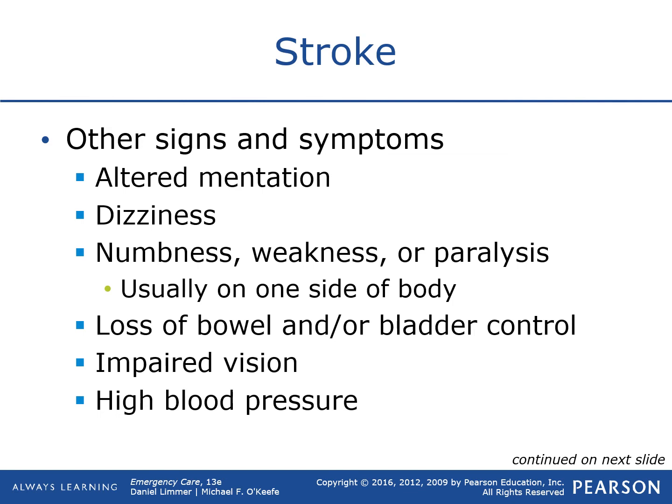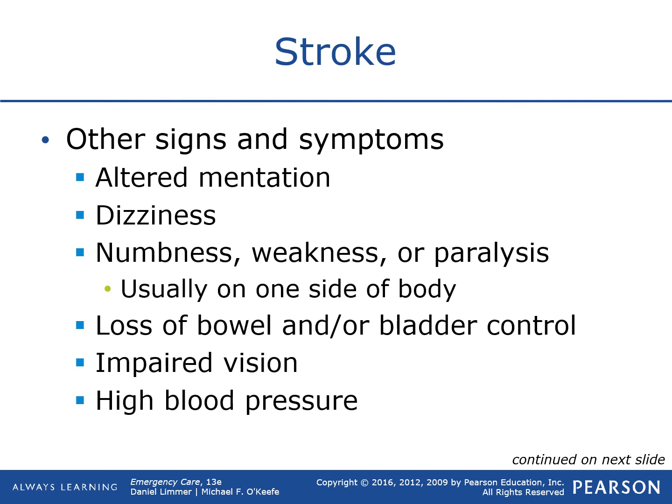So some non-traditional signs that we'll see with strokes: altered mentation is one of them because your brain's not getting perfused. Dizziness, so someone who just has sudden onset of dizziness, you have to think possibly stroke. Numbness, weakness, or paralysis, typically on one side of the body, but it could be widespread. It's just usually on one side of the body. Incontinence, so loss of bowels or bladder control.